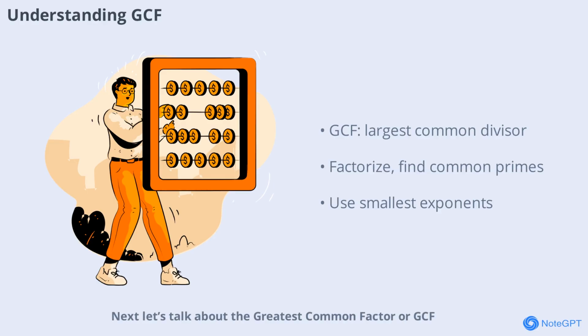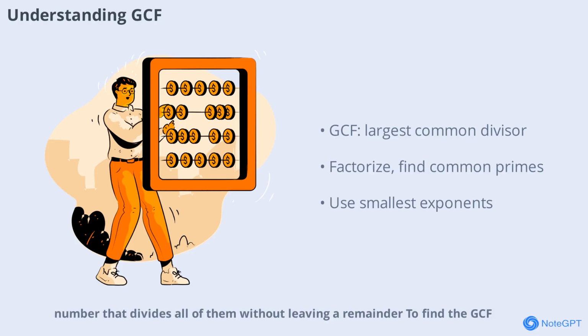Next, let's talk about the greatest common factor, or GCF. The GCF of two or more numbers is the largest number that divides all of them without leaving a remainder. To find the GCF, you first factorize each number into its prime factors. Then you select only the common factors with the smallest exponent and multiply them together.